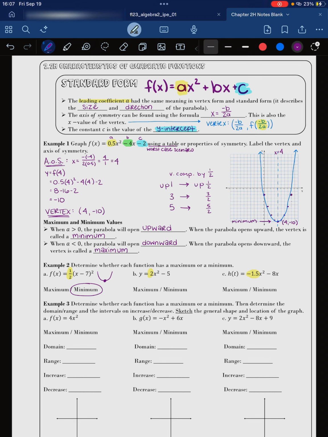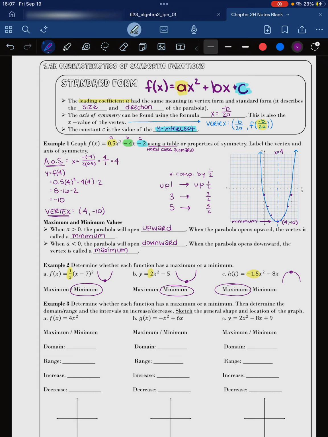Okay, again, I have a positive a value, so I know that parabola is going to open upward. I'm not trying to represent the stretch or compression on these, just whether it opens upward or downward. So again, that vertex is at the bottom, so that's going to be a minimum value. And in C, a is negative, which means I have a downward facing parabola. The vertex is at the top, that's going to make that value a max.